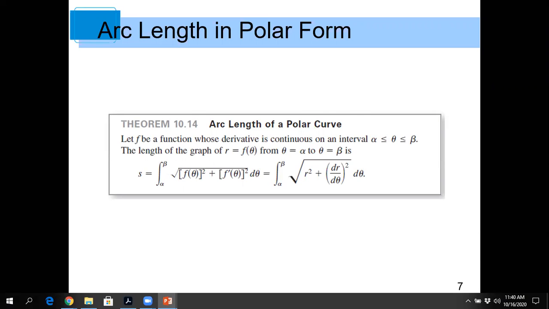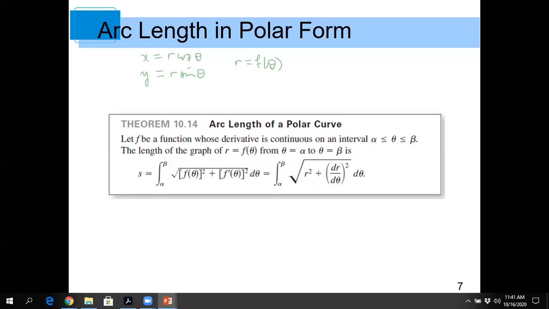Arc length. Let's talk about arc length. Rather than go through all of this with an example, I want to show you why this happens to be true. What is x equal to in polar coordinates, and what's y equal to? Yeah, x is r cosine theta, and y is r sine of theta. And of course, you know that r is some kind of function of theta.